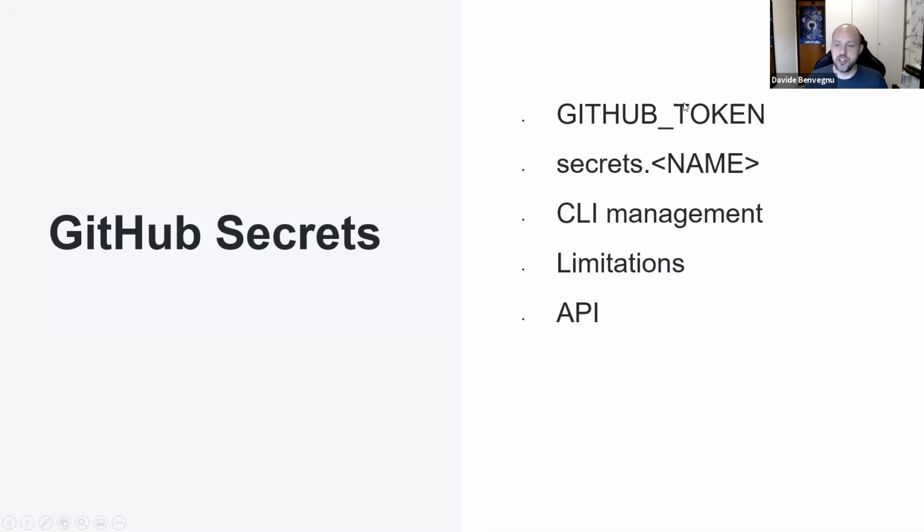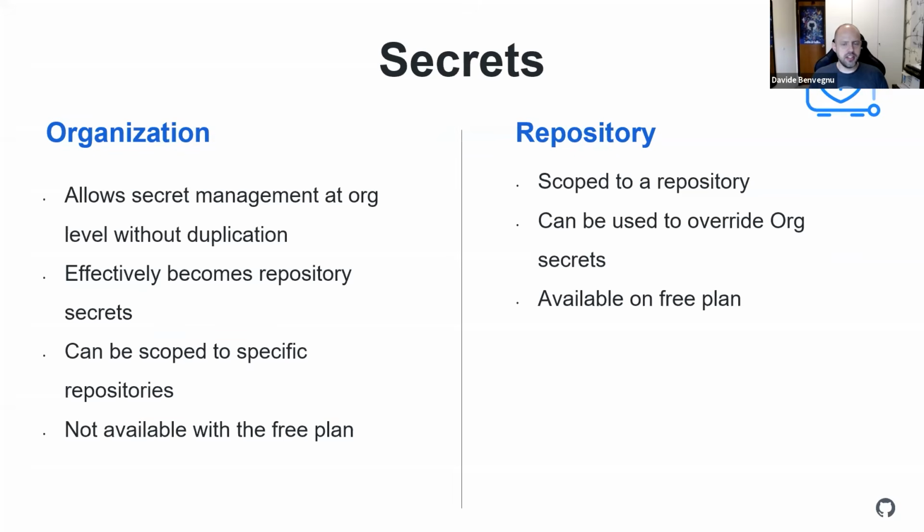There are secrets, of course, that you can create and you can save in your repo or in your organization. And whenever you do so, and I have a demo later, so I will not stress too much on this, you can use them just using the secrets dot name-of-your-secret syntax. You can manage the secret using the web UI or using the CLI that GitHub provides. It has some limitations that we will see in a moment, and you can access them via APIs. As I said, there are different types of secrets, mainly organization secrets and repository secrets.